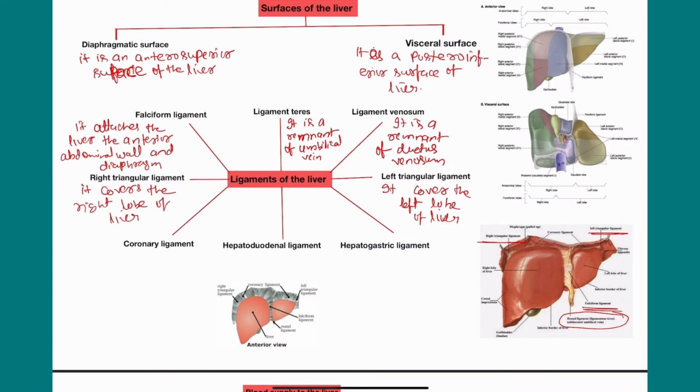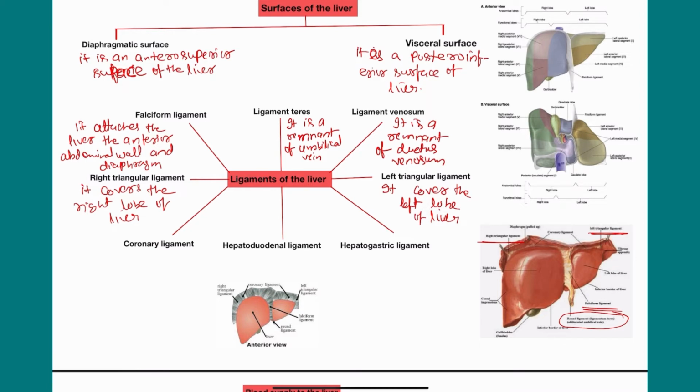Now the coronary ligament. The coronary ligament is also a ligament of the liver, and it attaches the liver to the diaphragm, kidney, and adrenal gland. You know that the diaphragm, kidney, and adrenal gland are present near this.